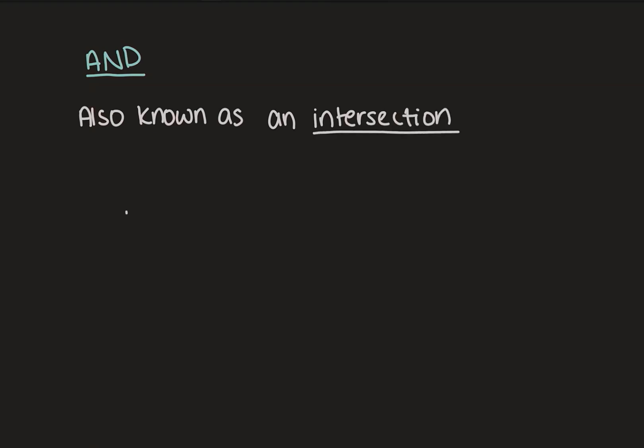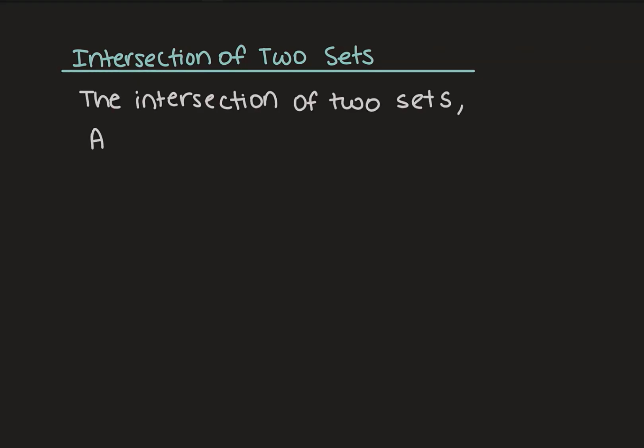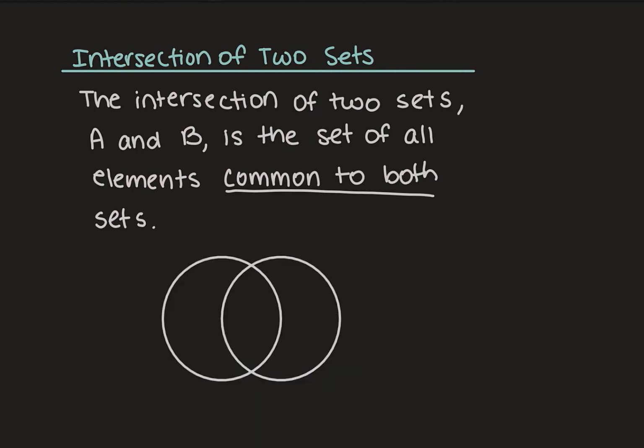We'll start talking about the "and" conjunction. This is also known as an intersection and denoted by this symbol. Let's go over what the intersection of two sets looks like. The intersection of two sets, say A and B, is the set of all elements common to both sets. We can use a Venn diagram as a visual representation. The intersection of A and B would be the region in between, since this region is common to both.